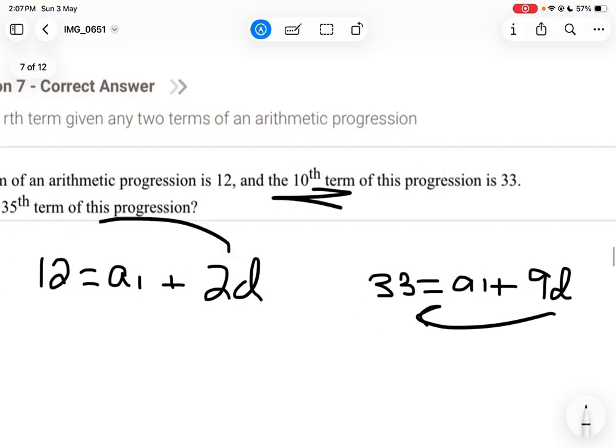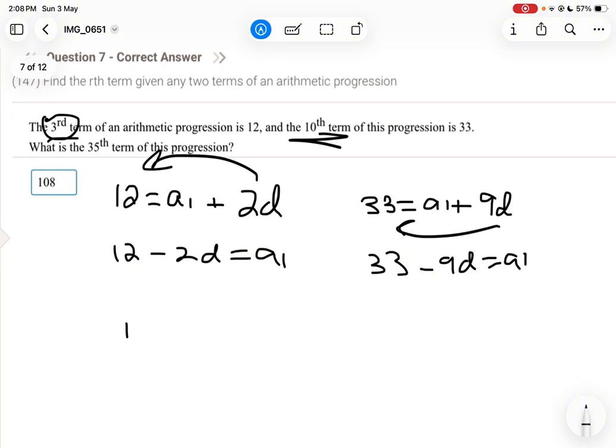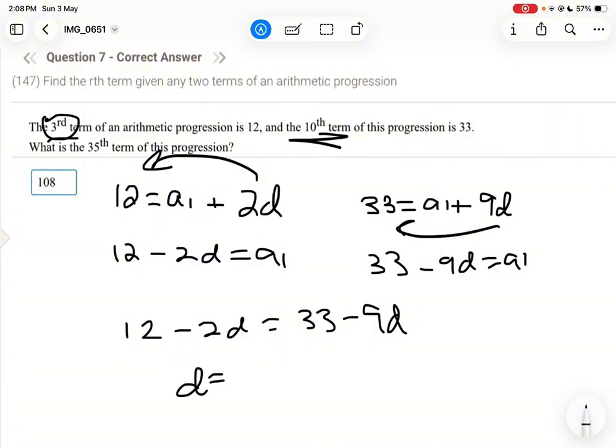Move the D's over so you can write both as A1 equals. So 12 minus 2D is equal to A1, and 33 minus 9D is equal to A1. Since you have them both equal to A1, you can put them equal to each other. So 12 minus 2D is equal to 33 minus 9D. You put it in the calculator, with the D's on one side and the numbers on the other: minus 7D is equal to minus 33 plus 12, which is minus 21. So D will be equal to 3.